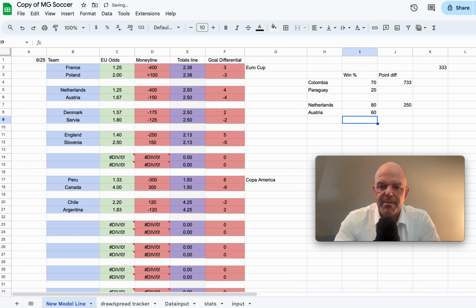So, reevaluating this, we have Netherlands with a 250-point differential advantage. However, win percentage for Netherlands is 80%. Austria is a 60% chance of winning.